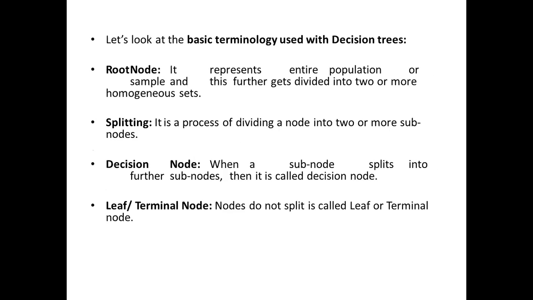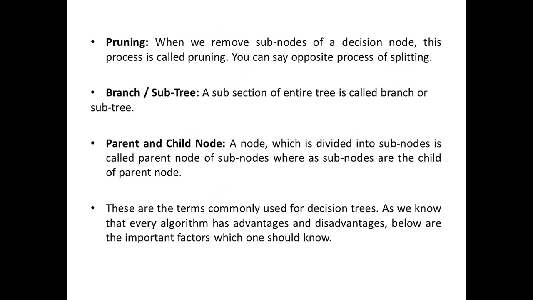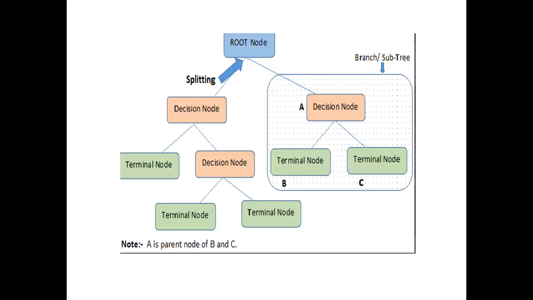This is the basic terminology used in the decision tree: root node, splitting node, decision node, leaf node, which we have already seen. The root node is the splitting node, and the internal nodes of the tree we call decision nodes, right?